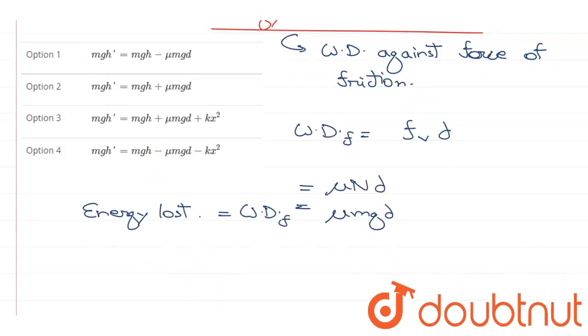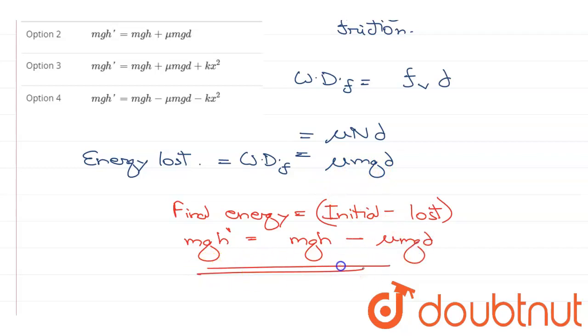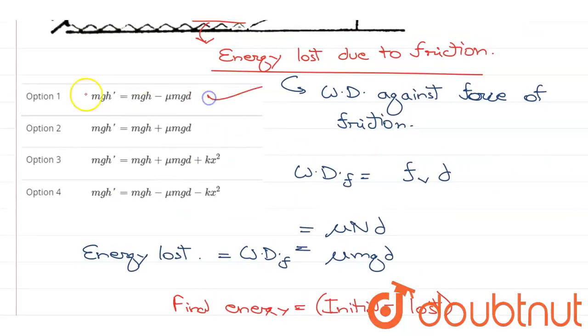So that means if I apply the principle of conservation of energy, final energy will be equal to initial minus the energy that was lost. Now final energy will be only the potential energy that is due to the height h dash. So mgh dash will be equal to initial energy, which was only due to potential energy due to height h, so mgh minus the energy lost due to the work against friction, which is mu mgd. So this is our answer. That means the correct answer is option number 1.